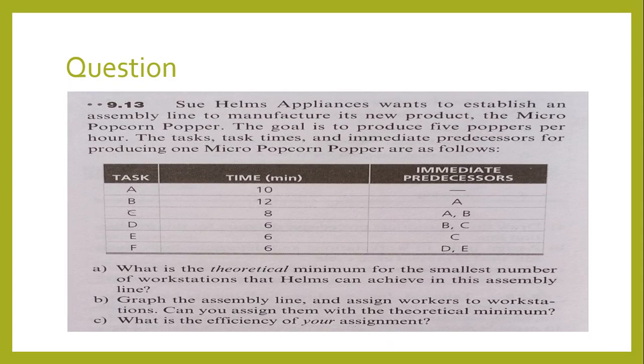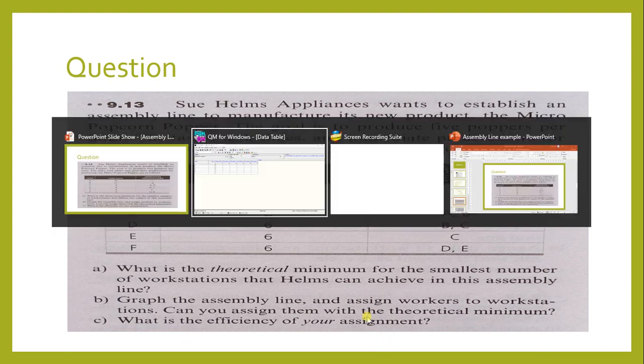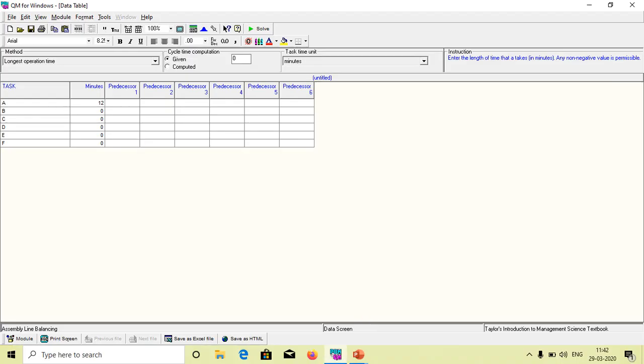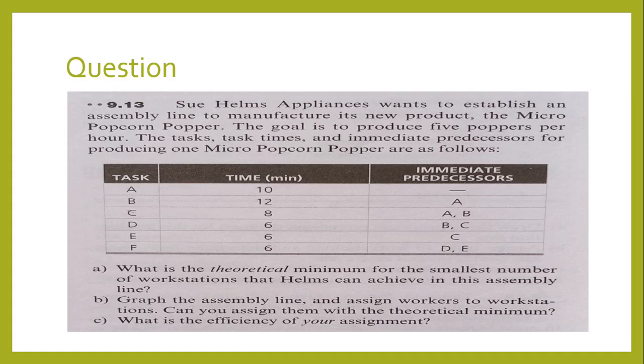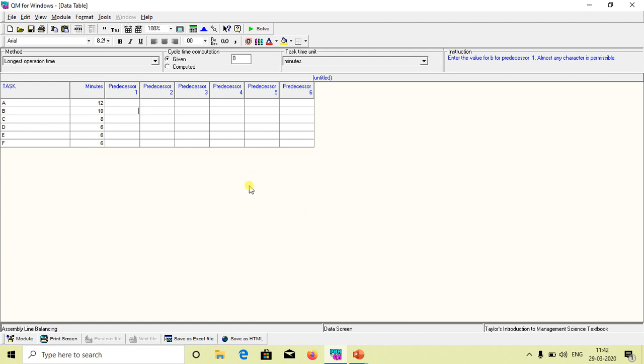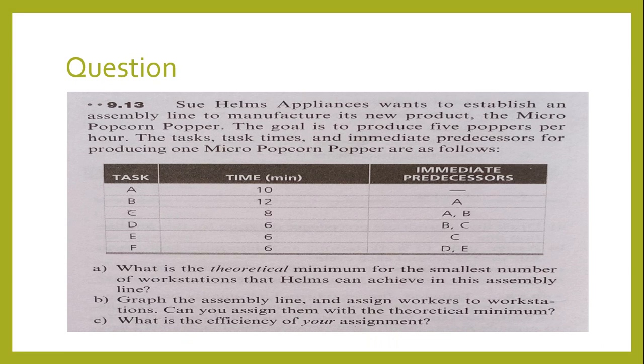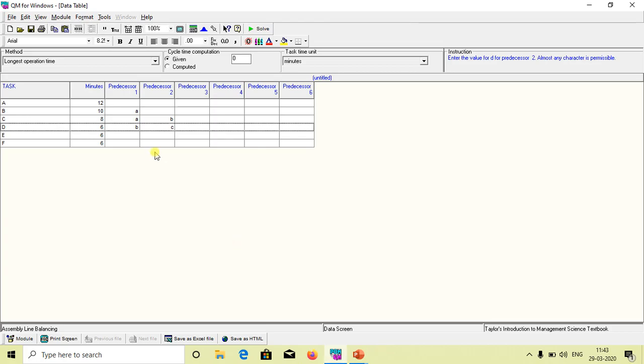The times in minutes are 10, 12, 8, 6, 6, and so on, and then the premises, the immediate predecessors: A, B, C, C, D, E. Okay. Now, if the cycle time is given, then you can directly write the cycle time.